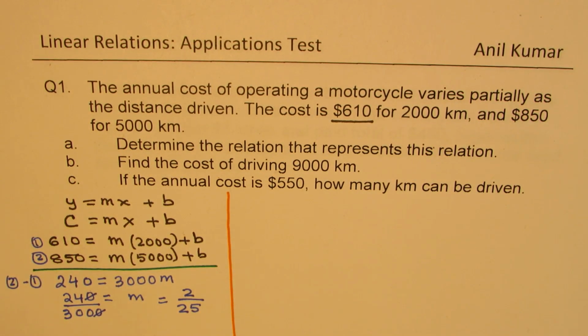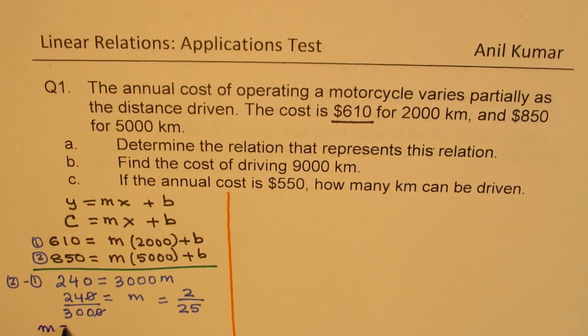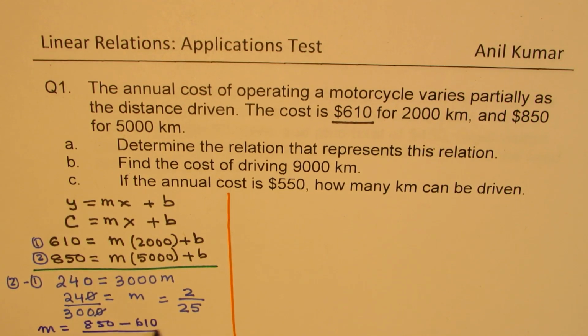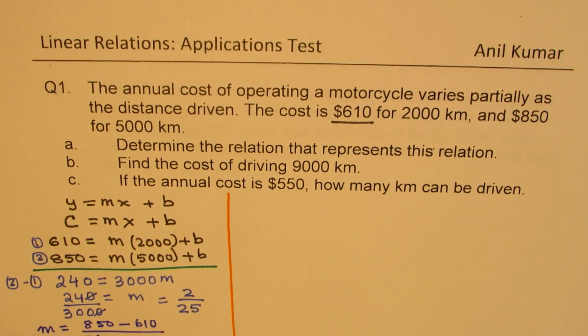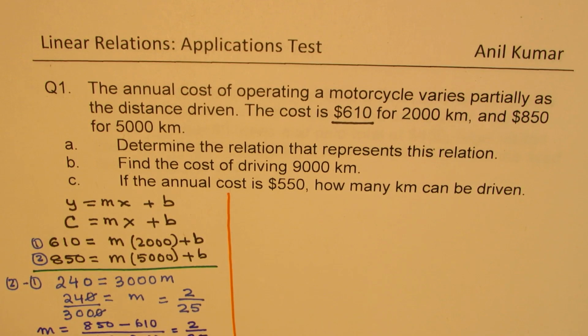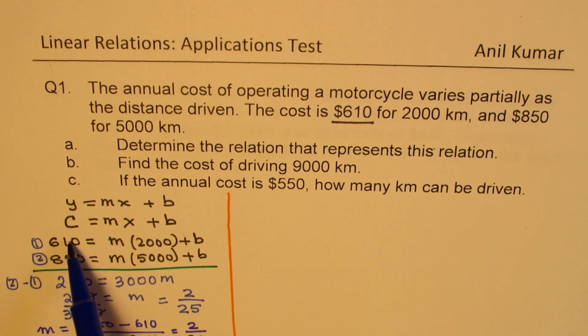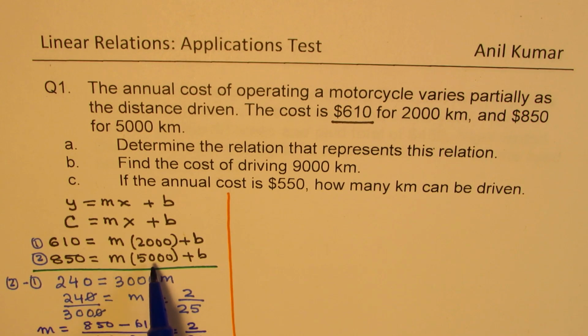So once we know the slope, we can find the y-intercept. Definitely, some of you can also find the slope m by using the formula, m is equal to the change in y values, so 850 take away 610 divided by 5,000 take away 2,000, which will also give you 2 over 25. It is the same equation. We got 3,000 in the denominator. So both are correct.